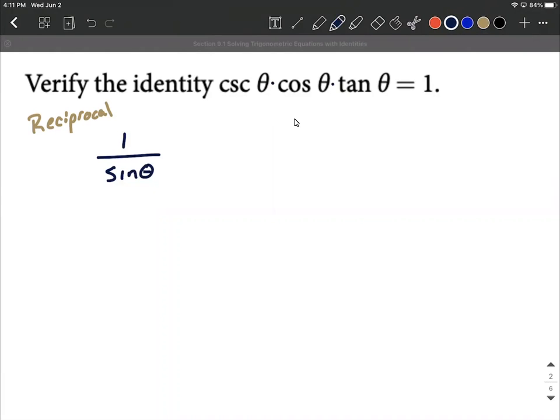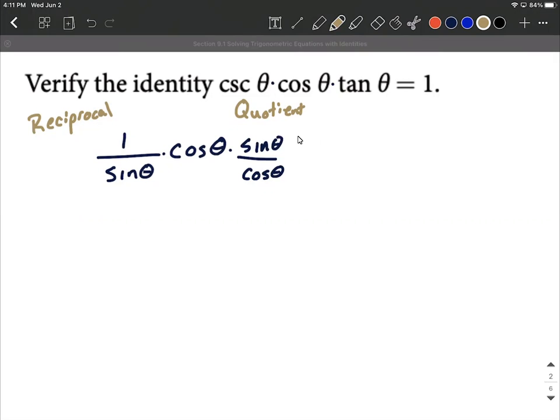Next, I'm going to go ahead and bring along the cosine of theta. And then finally, we can replace the tangent of theta with sine over cosine. So sine of theta over cosine of theta. And the identity that we utilize there is sometimes referred to as the quotient identity. Okay, so that's where the tangent of theta disappeared and sine of theta over cosine of theta appeared from.